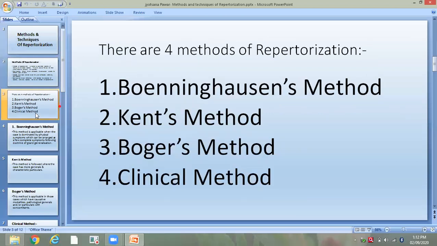So there are four main methods of repertorization. There are many more methods about which we will discuss later on, but the main four are there. First is Boenninghausen's method, second is Kent's method, then Boger's method, and the clinical method. One by one we discuss each method of repertorization.